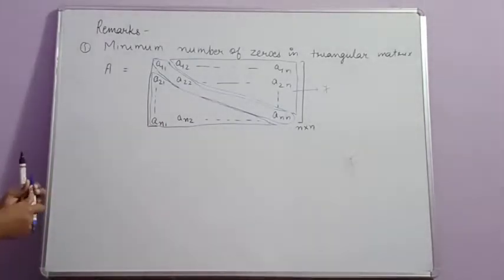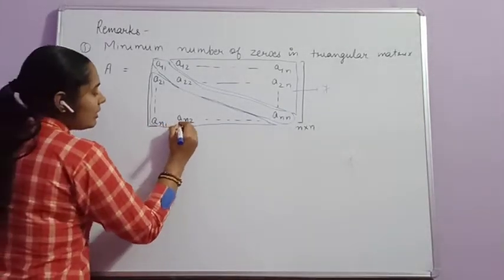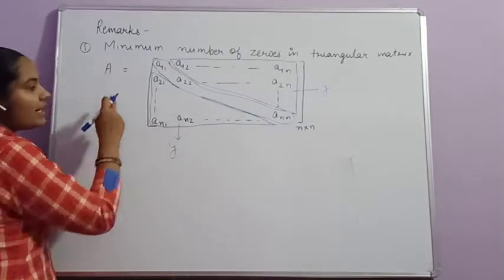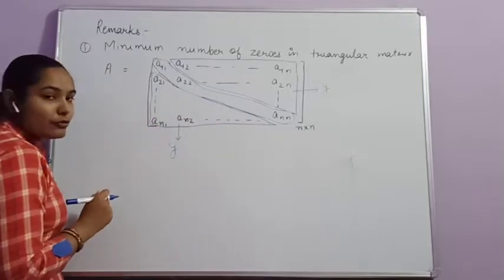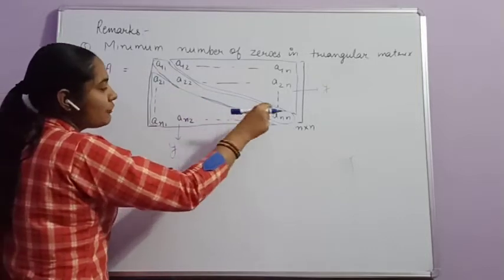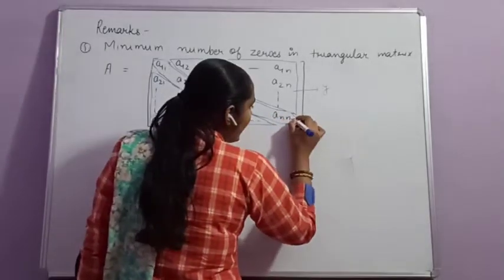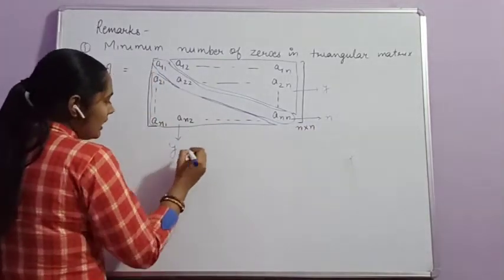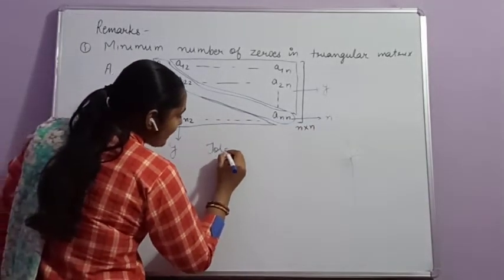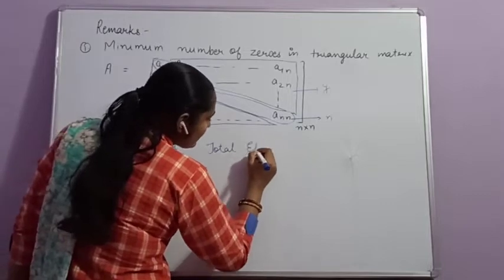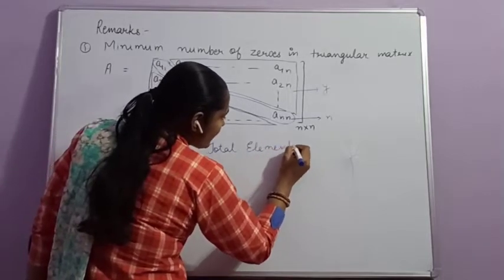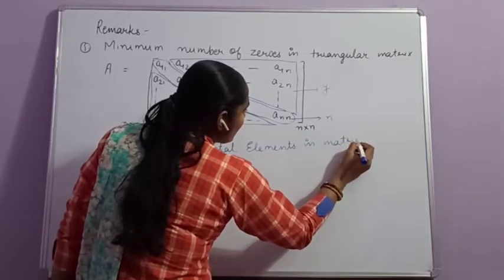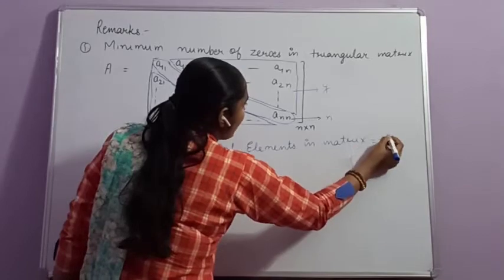Similarly, in the lower triangular matrix the number of elements will be y. And we know that in the principal diagonal the number of elements is 1, 2, 3, 4, 5 up to n, that is n elements. Okay, you have n elements. And the total elements in the matrix is equal to n square.